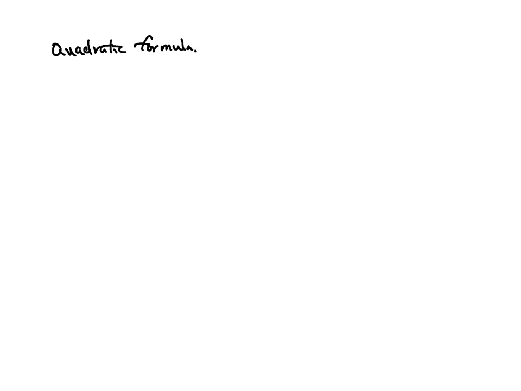Okay, quadratic formula, if you don't remember, you need to remember it. That's x equals negative b plus or minus the square root of b squared minus 4ac, all over 2a.